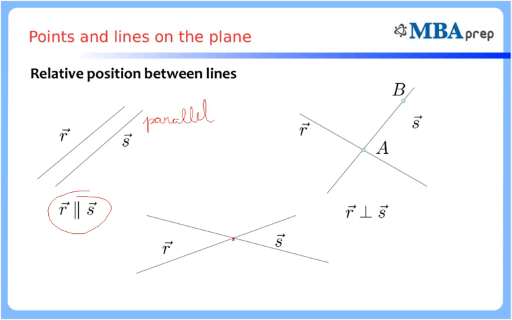But two lines may intersect at a point in a special way, so that the angle here is exactly 1/4 of a full turn. In this case, these lines are said to be perpendicular, and that's the symbol.